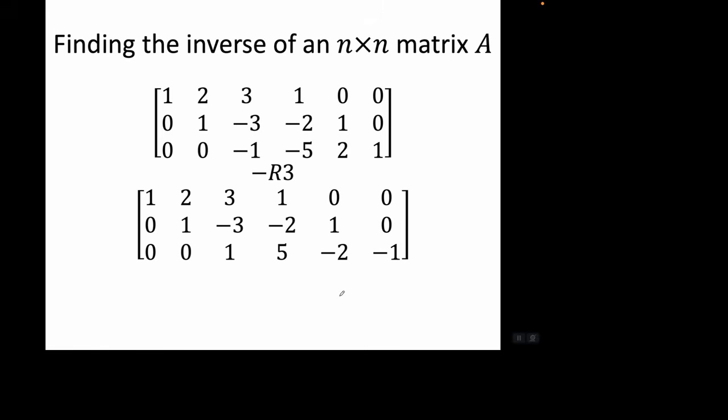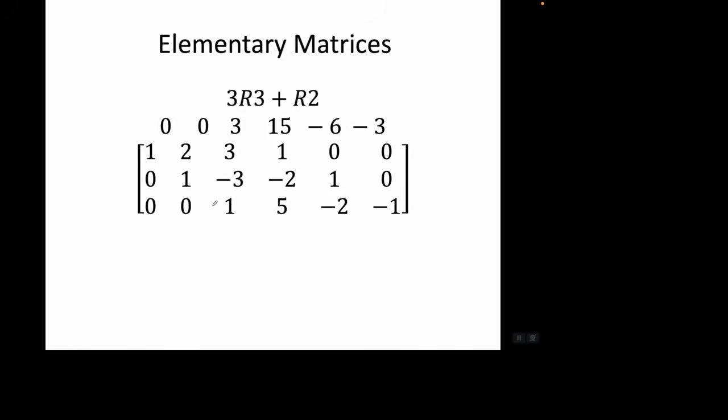Now, let's look at the opposite of row 3. Let's multiply row 3 by negative 1. We're just going to end up with this for our new row 3. Let's add 3 times row 3 to row 2. So we're going to use this to kill off this negative 3 here. Multiply row 3 by 3. This is what we end up with, multiplying row 3 by 3. Add it to row 2.